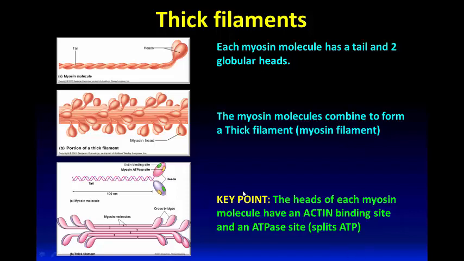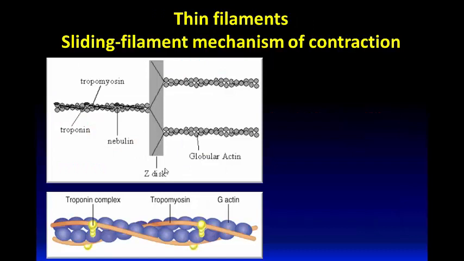Now, a key point important in the sliding filament mechanism is that the heads of each myosin molecule have an actin binding site. This is a site which binds to the actin molecules in the actin myofilaments, and also an ATPase site which splits adenosine triphosphate. This splitting of the adenosine triphosphate is important in the contraction cycle, as we will see in the subsequent slides.